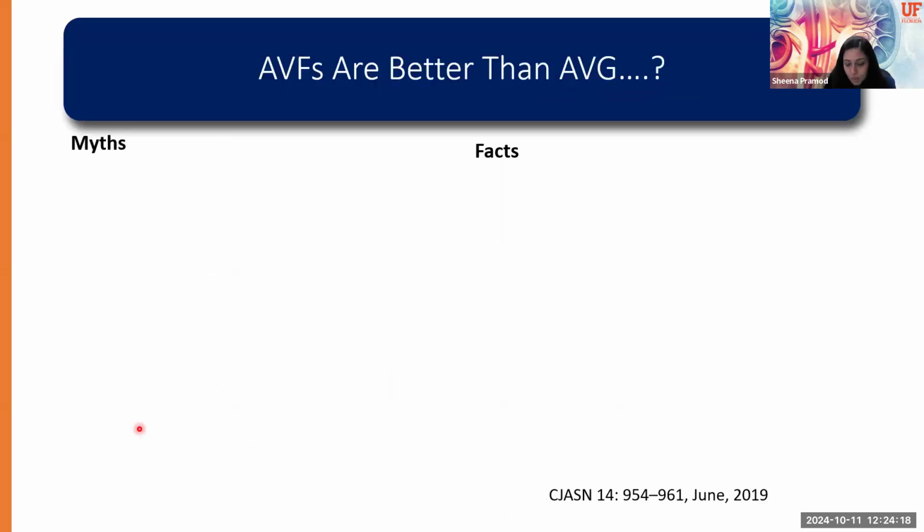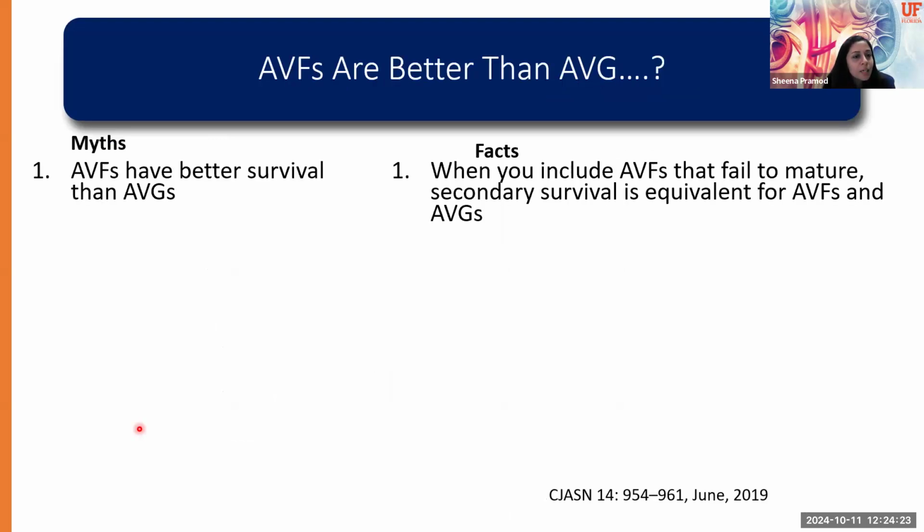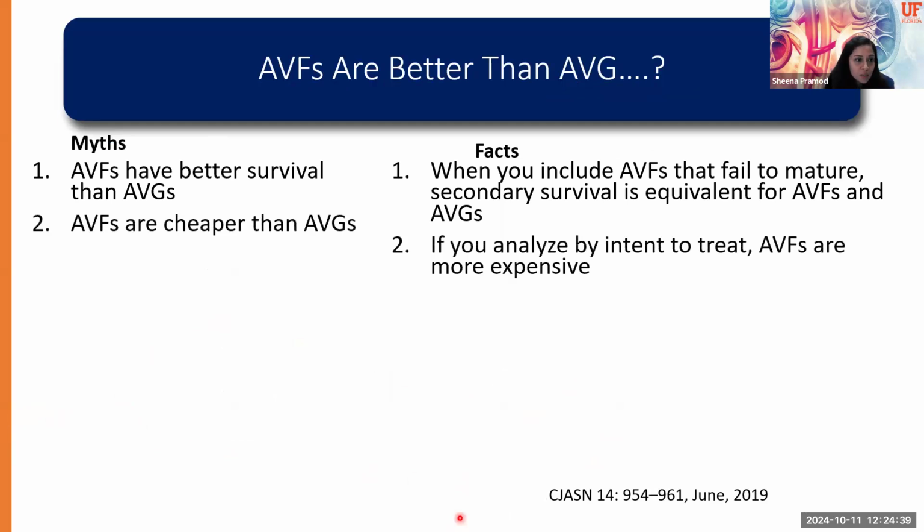So to conclude this part of the talk, I want to focus on some of the myths and bring out facts that have changed over the years. Is it that AV fistulas have a better survival than AV grafts? When you include AV fistulas that fail to mature, the secondary survival is equivalent in both AV fistulas and grafts. Are AV fistulas cheaper than AV grafts? If you analyze by intention to treat, then AV fistulas are more expensive, or at least equally expensive, compared to a graft.